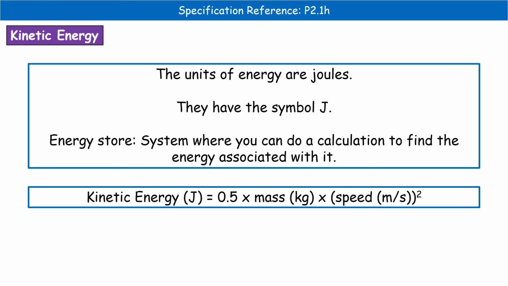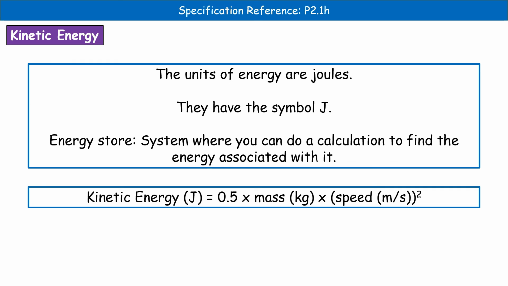Our final calculation for this little booster is all to do with kinetic energy. What we actually have then is energy, therefore the units will be joules again, and kinetic energy is all to do with movement. So to calculate the kinetic energy of any particular object, it is 0.5 times the mass times the speed squared. Two key things to look for here.